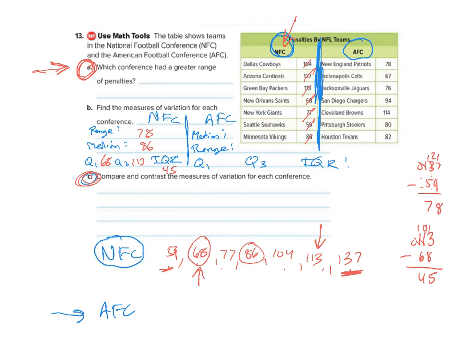You're going to do the same with the AFC like we just did for the NFC. Use these numbers right here, okay? Put them in order. Find your median, range, your lower middle number, your upper middle number, and your interquartile range, and then don't forget to answer C and A. They're going to ask you some questions about what you found, okay? Hopefully that gets you off to a good start.